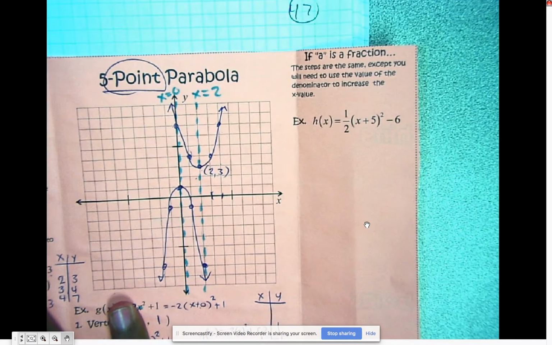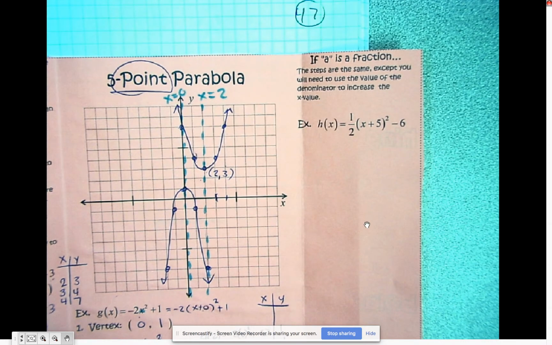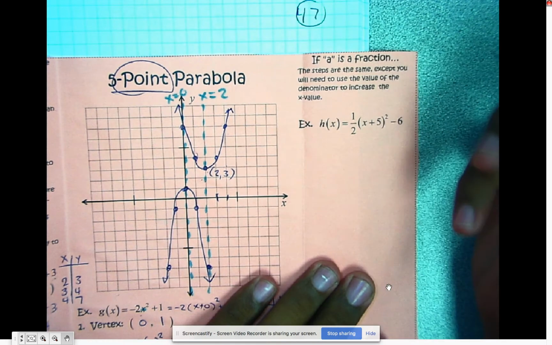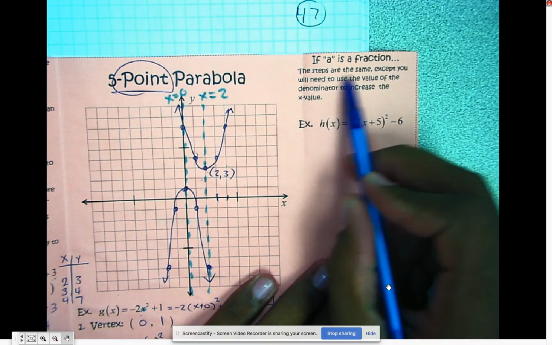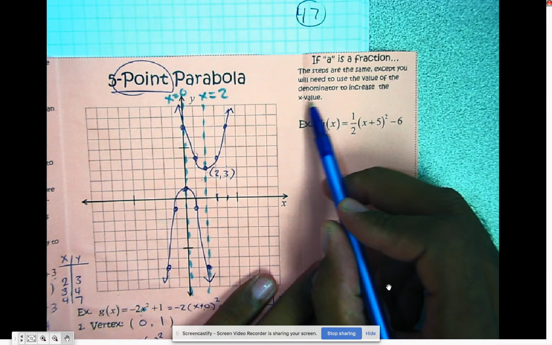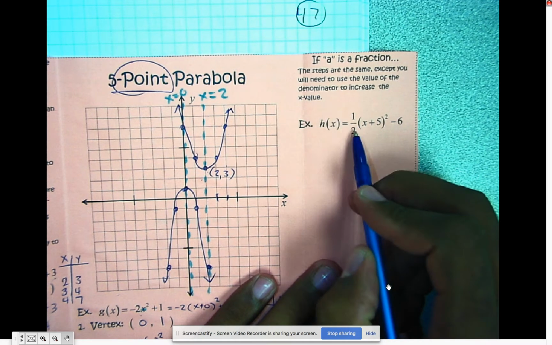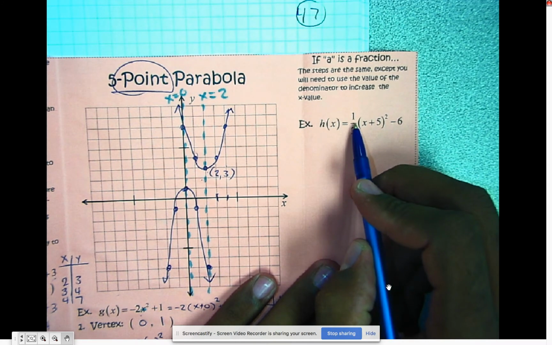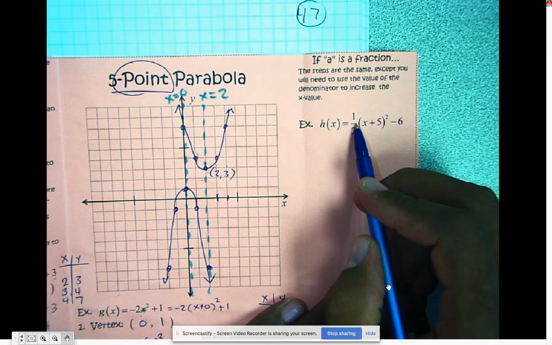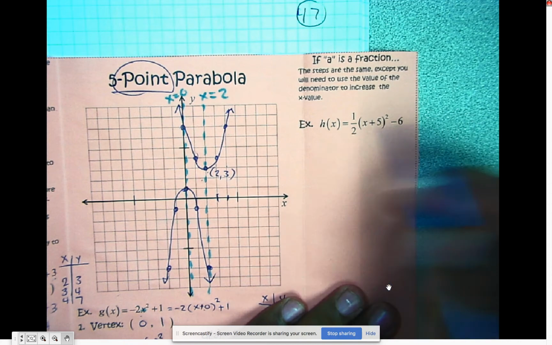Okay, so now this one. The steps are the same, except you will need to use the value of the denominator to increase the x value. Because the value of a is a fraction and not just a whole number, this makes it a little difficult to figure out what x to plug in. But it's not too bad.